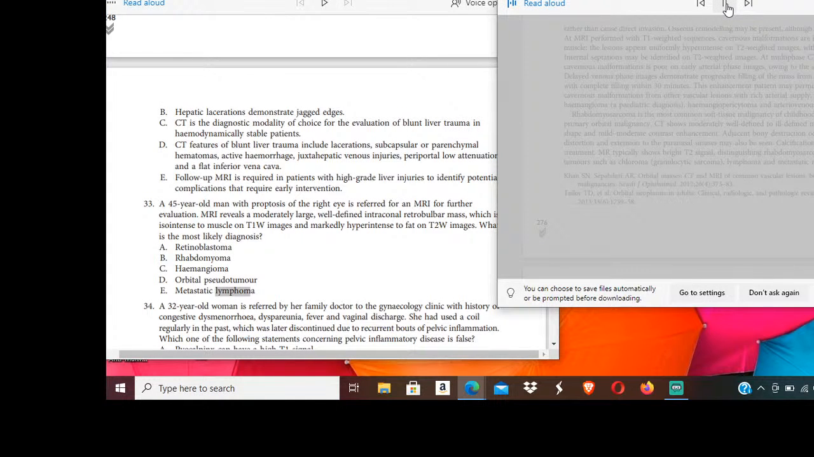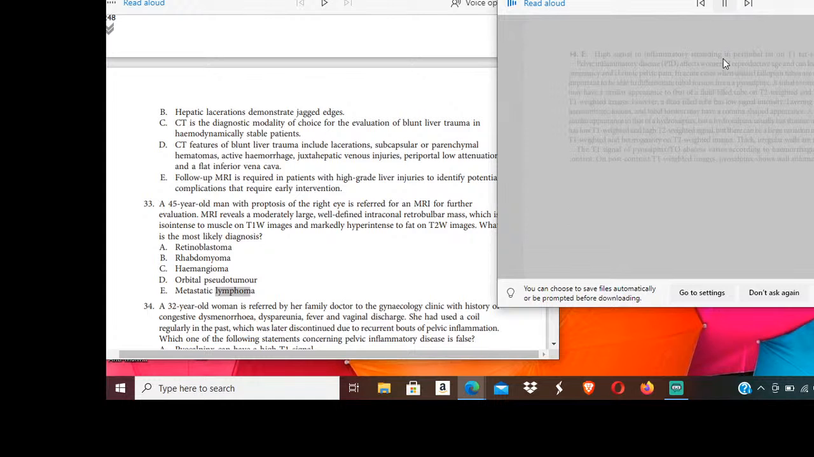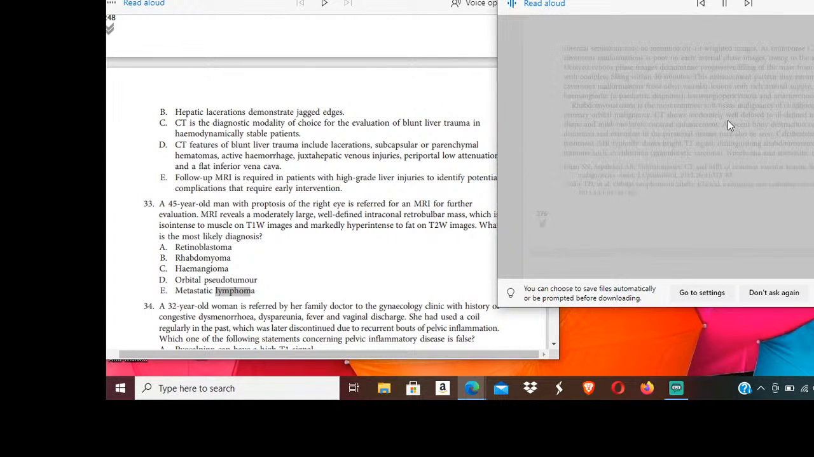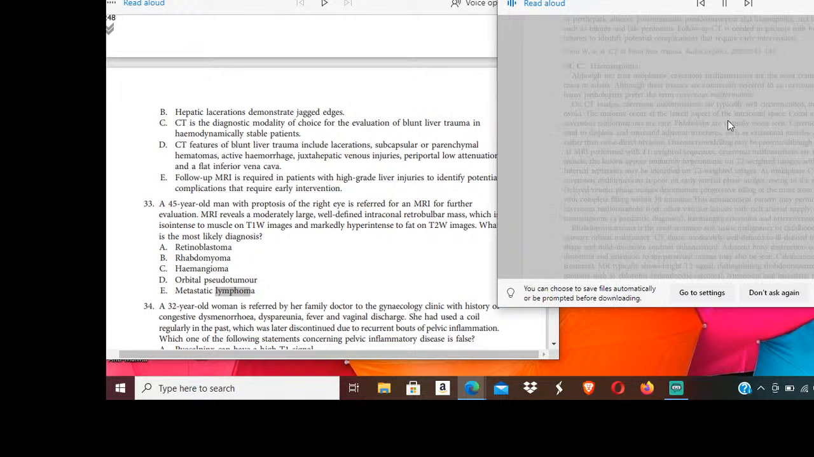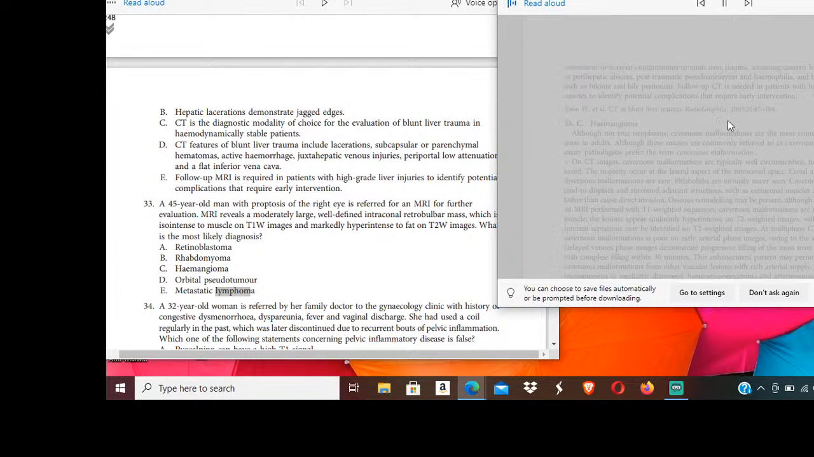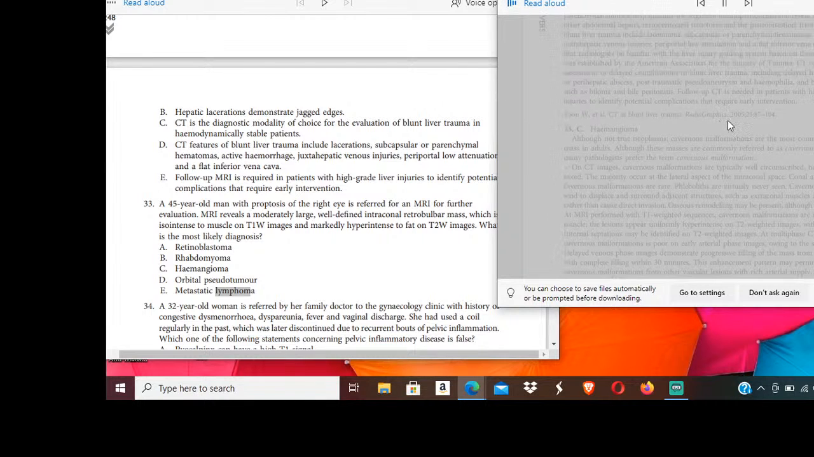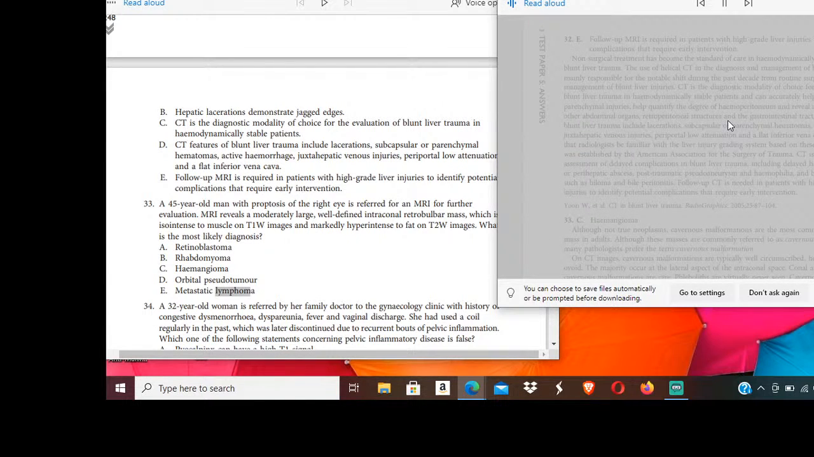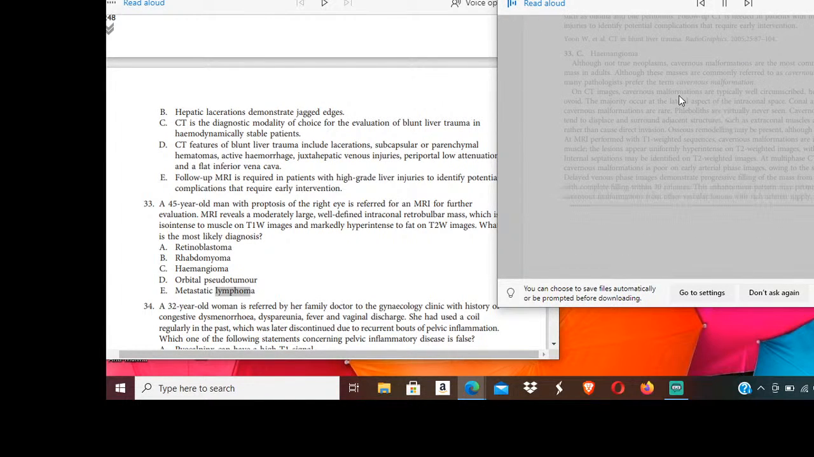They tend to displace and surround adjacent structures, such as extraconal muscles and the optic nerve, rather than cause direct invasion. Osseous remodeling may be present, although bone erosion is rare. At MRI performed with T1 weighted sequences, cavernous malformations are isointense relative to muscle. The lesions appear uniformly hyperintense on T2 weighted images with no flow voids. Internal septations may be identified on T2 weighted images.